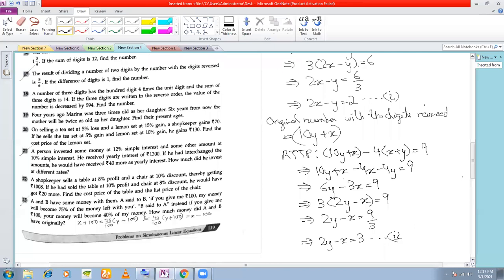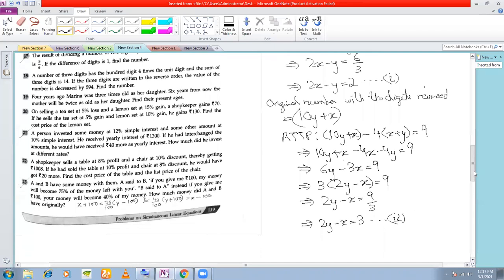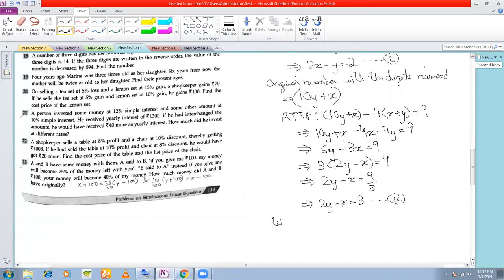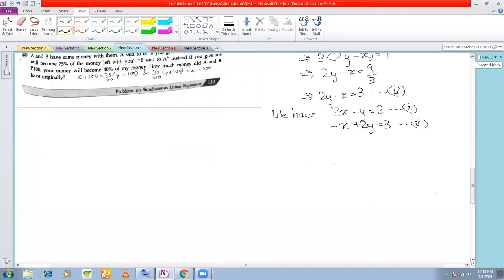Now we'll write the two equations together, and then we'll see which method we can use. So we have 2x minus y is equal to 2. This is our first equation. And when writing the second equation, we'll write x first. So I can write the second equation as minus x plus 2y is equal to 3. Now I'll see which method to use. Okay, I think elimination method will be better, right?